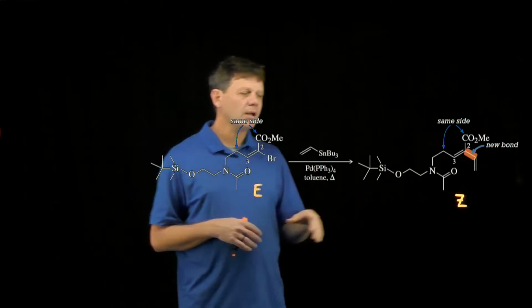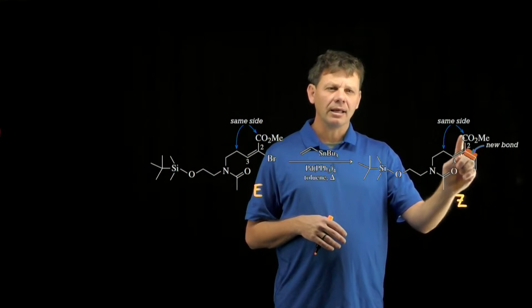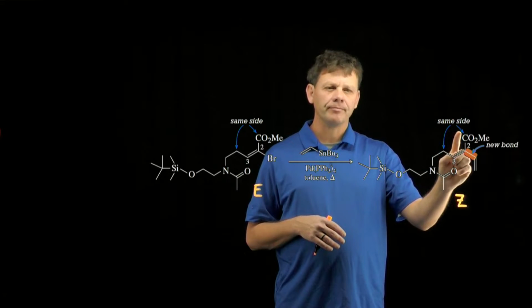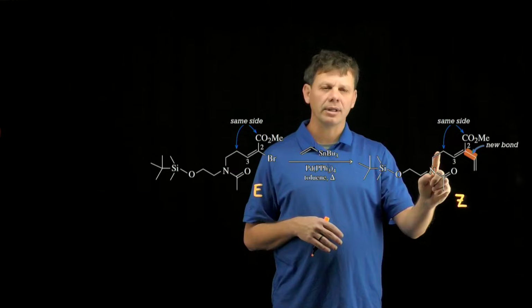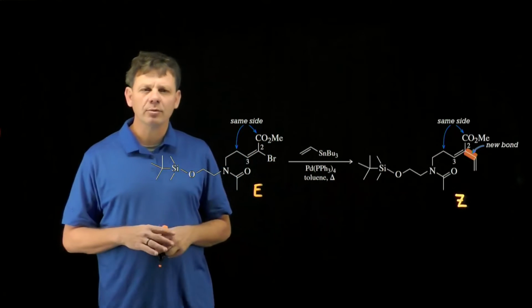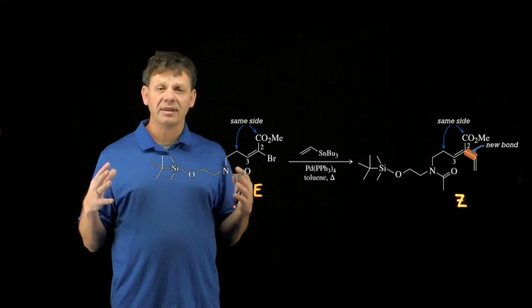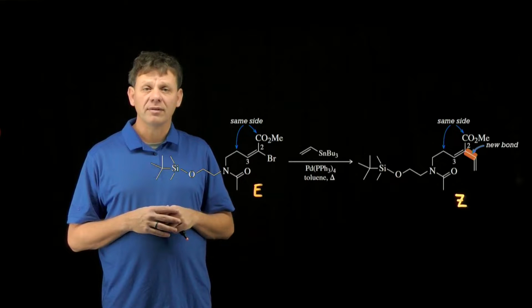Well, when we come over here, now the higher priority group is the ester. And so this ester group is on the same side as the higher priority carbon. And so we call that Z. Nomenclature isn't reflecting what's happening in terms of the chemistry that truly represents what we mean by retention of configuration.